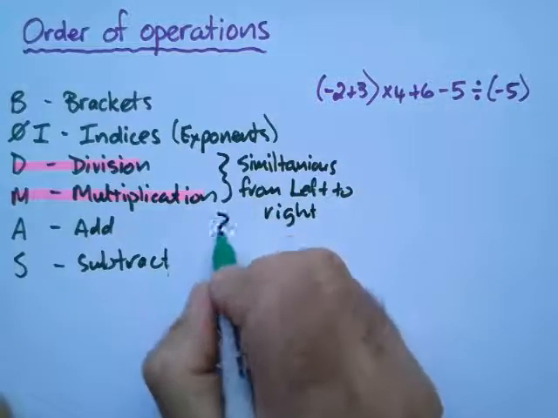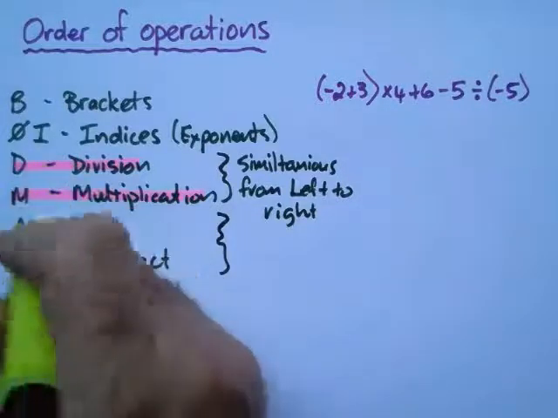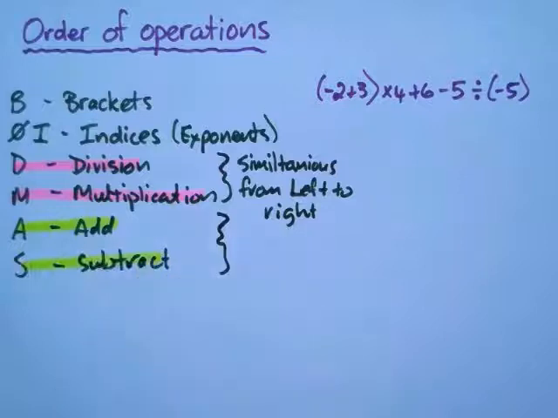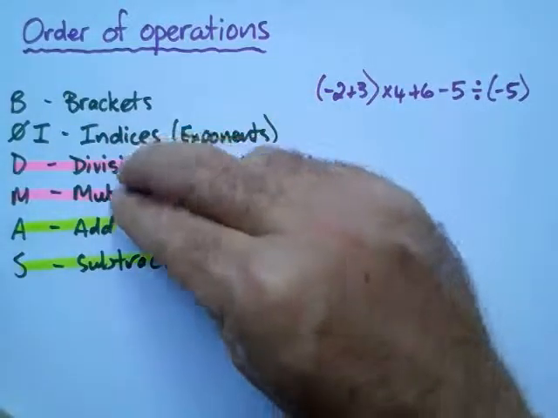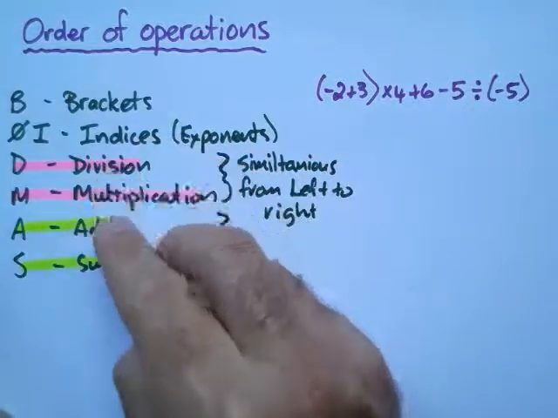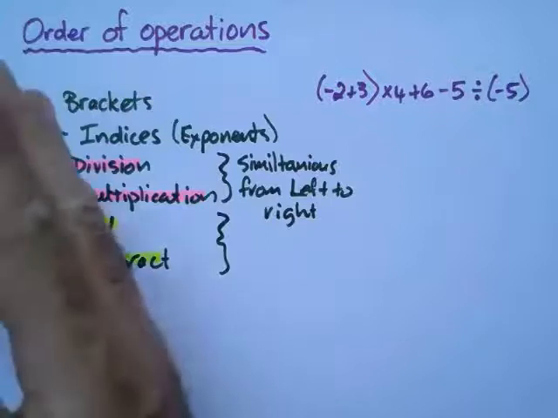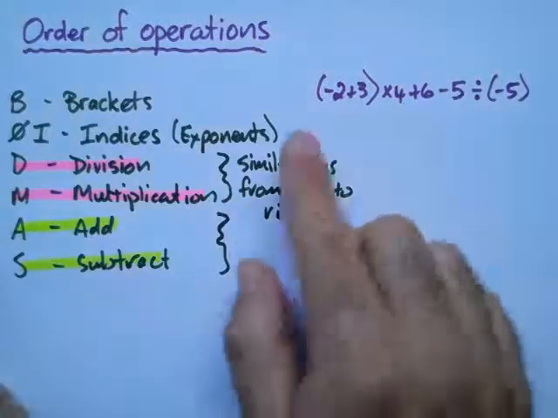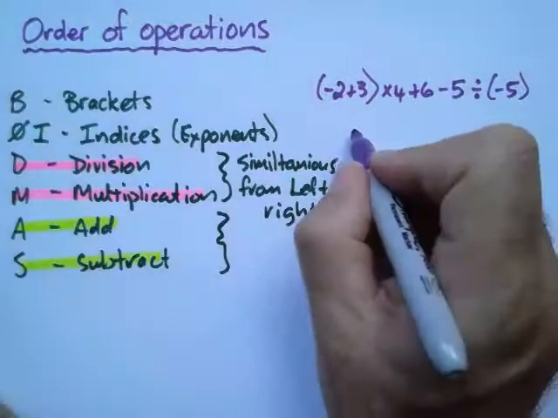And so are these two. So the addition and subtraction we're also going to do simultaneously, and we're also going to do it from left to right. So the order is actually brackets, indices, division or multiplication, depending on what comes first from left to right, and then addition and subtraction from left to right. So I'm just going to move this a little bit over, and I'm going to say this equals.